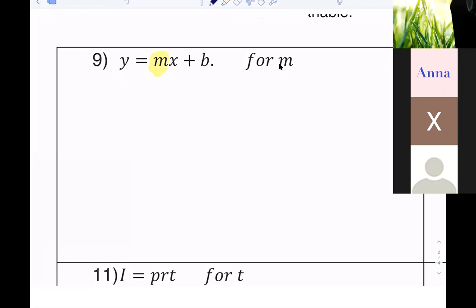Everybody should be able to tell me. Y minus B. Hey guys, somebody's microphone needs to be muted. Somebody's microphone needs to be muted.